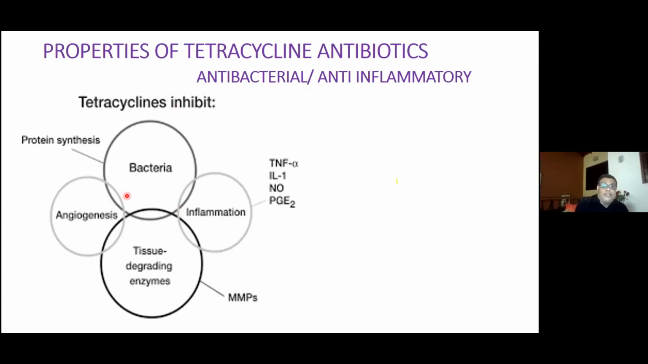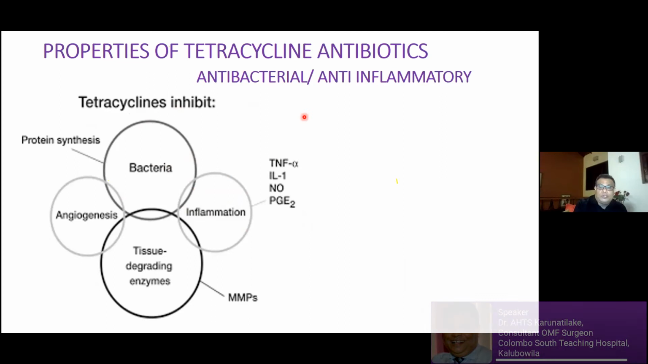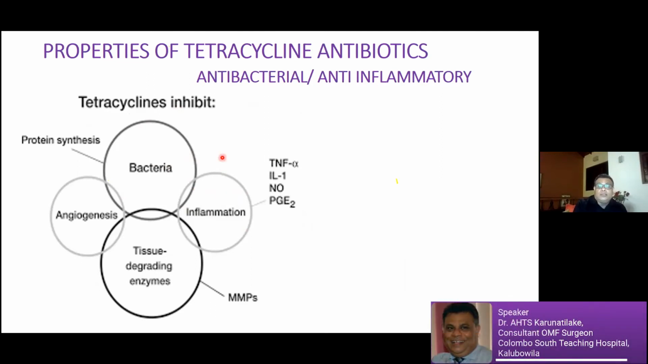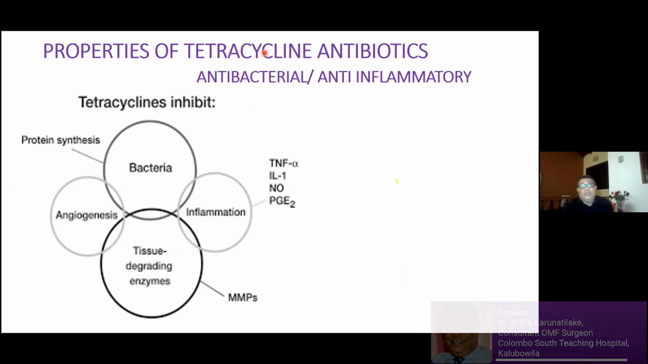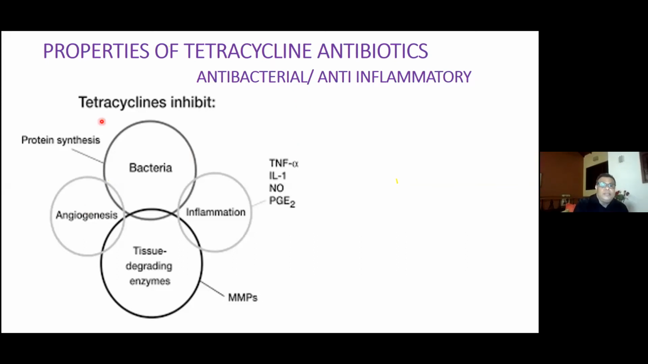In addition to the antibacterial effect, tetracycline has some other properties as well. Tetracycline has anti-inflammatory action because of inhibition of certain factors. So it is an antibiotic with anti-inflammatory properties. That is why it is given in some chronic inflammations like chronic periodontitis, even chronic prostatitis, and some other chronic inflammatory disorders; tetracycline is chosen as the drug of choice. And tetracycline also inhibits some tissue-degrading enzymes like collagenase and bone-resorbing factors.